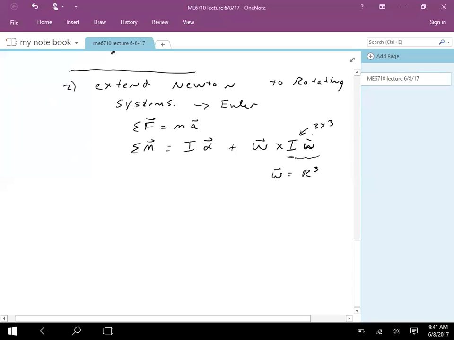This is actually the momentum. You could write, it's omega cross the momentum. And that is the gyroscopic effect. And all kinds of things explained by that.